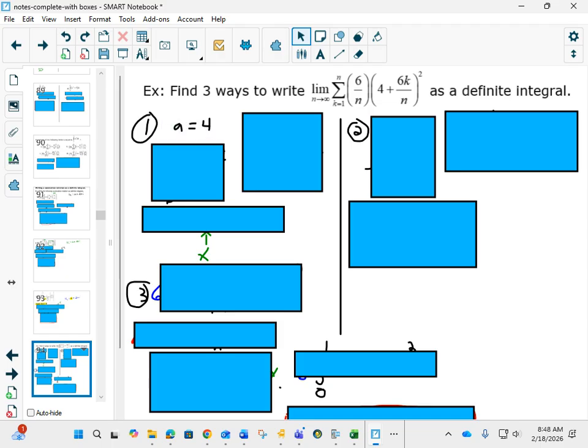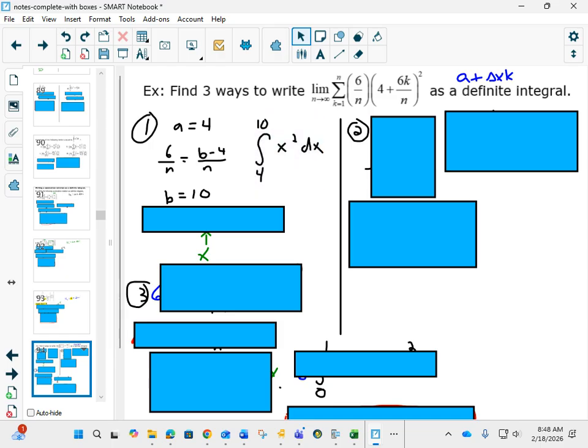Okay? The obvious way here is saying A is 4. Because every single time we have done A plus change in X times I, in this case, it's K. That's what we've done every single time. We've done a starting point, and then we add our change in X a certain amount of times. So an obvious starting point would be A is 4. Well, from there, since the change of X looks like 6 is the distance, it would mean that your B value would be 6 to the right, which would be 10.